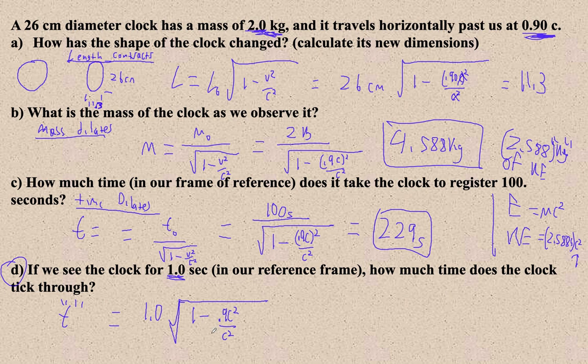So 1 times the square root of 1 minus 0.9 squared. Our clock is running at a normal speed, so it's going to tick through 1 second. That clock will tick through 0.43588 seconds.